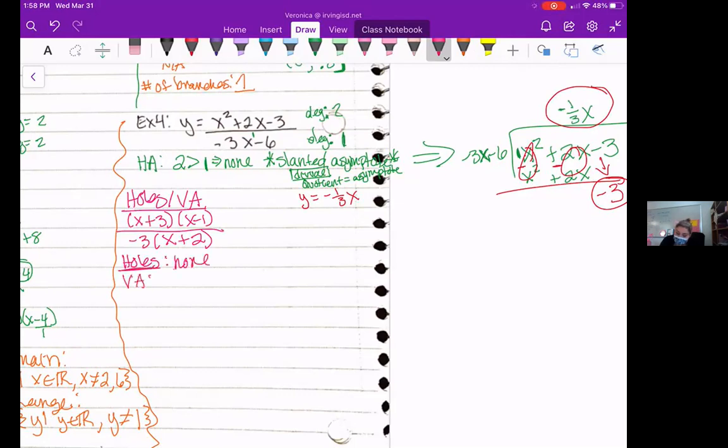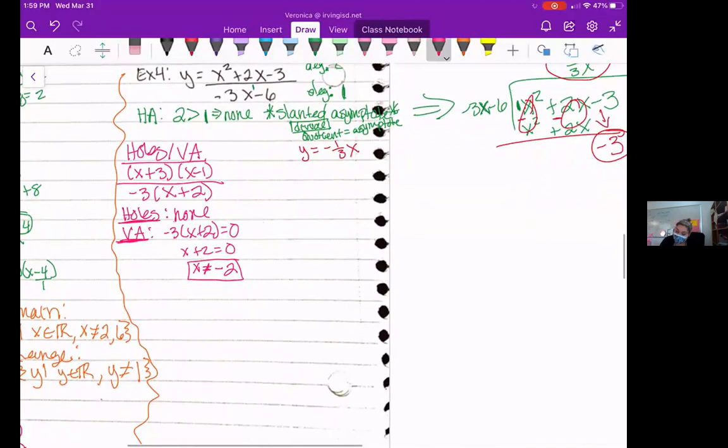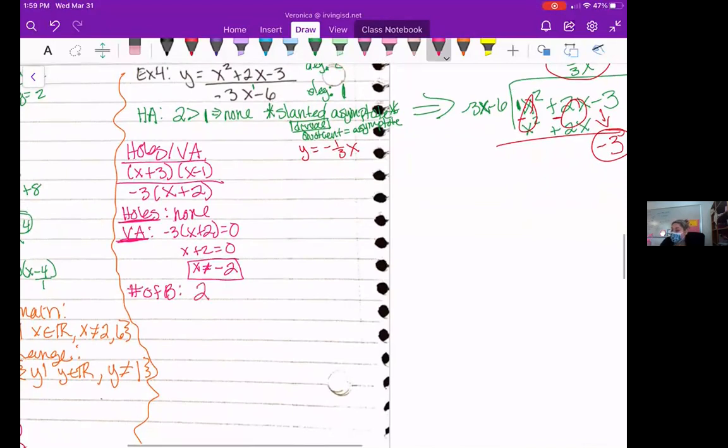So then for our vertical asymptote, all we have to do is grab what's left in the denominator, negative 3, x plus 2, and set it equal to 0. So divide by negative 3 on both sides, we have x plus 2 equals 0. And then subtract 2 from both sides, so x equals negative 2. So you have a vertical asymptote at x equals negative 2. So number of branches would be your vertical asymptotes plus 1. We have 1 vertical asymptote, so we're going to have 2 branches.